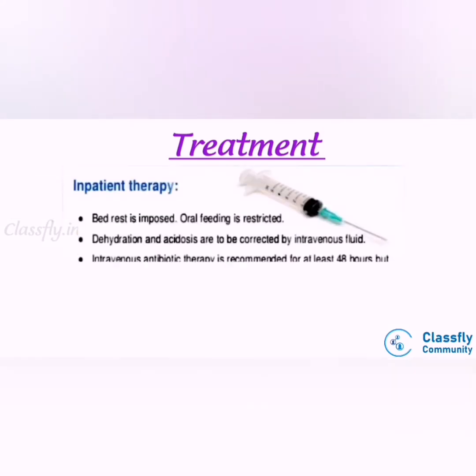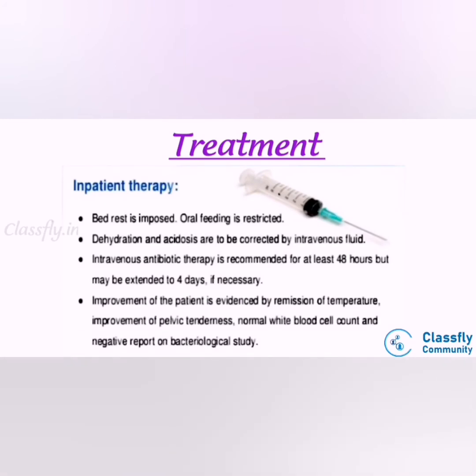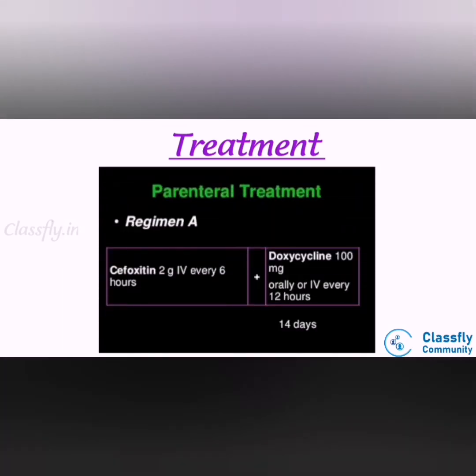Second one is bed rest. Third one is oral feeding restricted. Fourth one is IV fluid to correct the dehydration and acidosis. And fifth one is IV antibiotic therapy for at least 48 hours, may be extended to 4 days. Parenteral treatment involves regimen A, that is cefoxitin 2 gram IV every 6 hours plus doxycycline 100 mg orally or IV every 12 hours for 14 days.